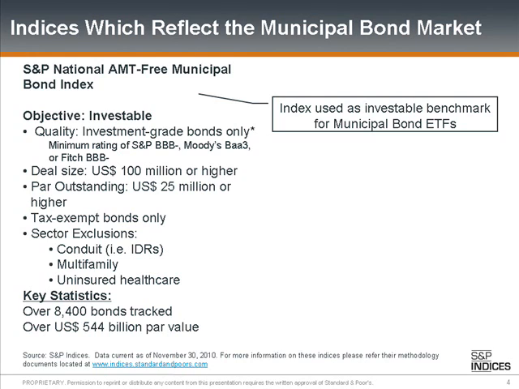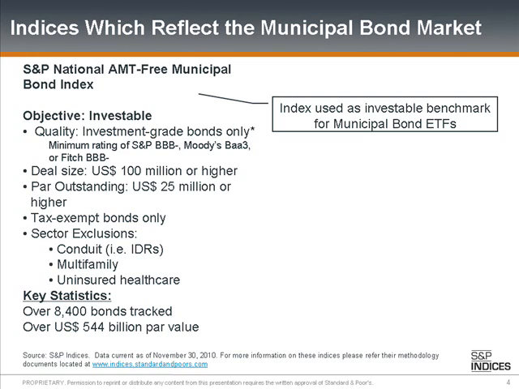The bonds must have a deal size of $100 million or more at issuance, and for a bond to be included in the index, it has to have a par amount outstanding at each monthly rebalancing of $25 million or higher. Only tax-exempt bonds are included in this index, but it does include some sector exclusions. The sectors that this index excludes include conduit financing, or industrial development revenue bonds, or economic development revenue bonds. It excludes multifamily housing bonds, and also excludes uninsured healthcare bonds.